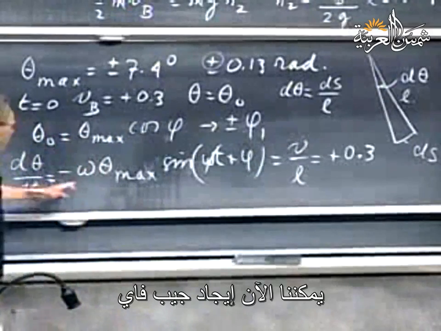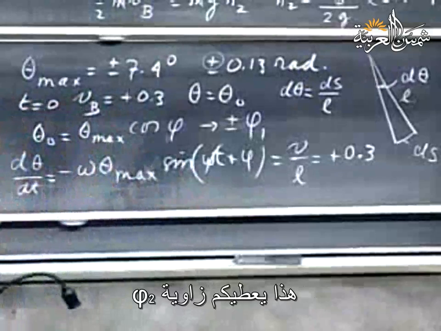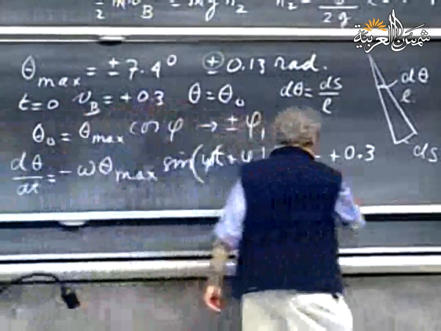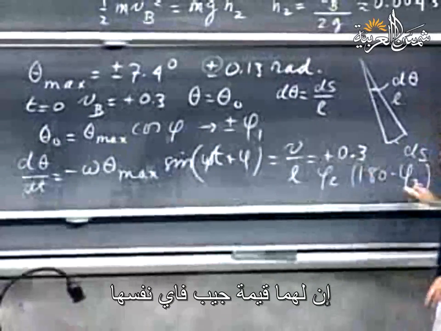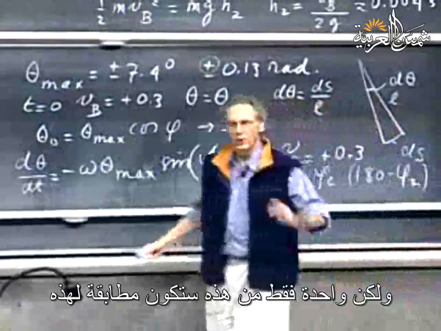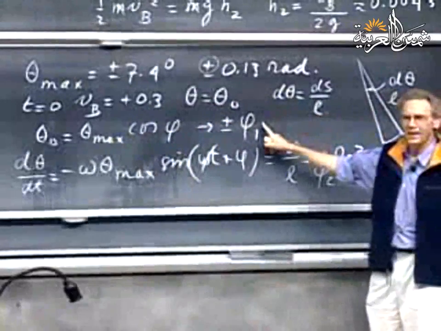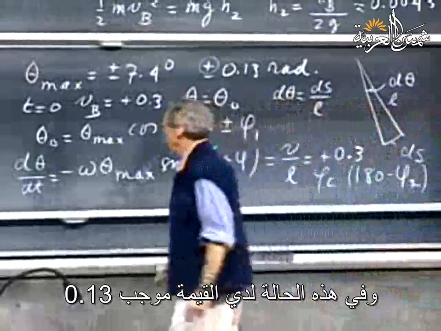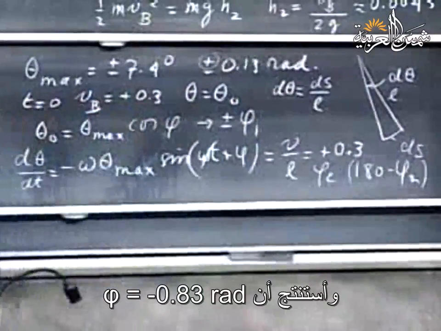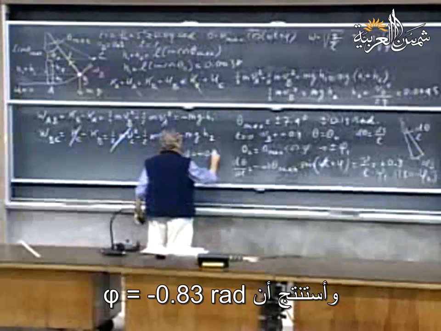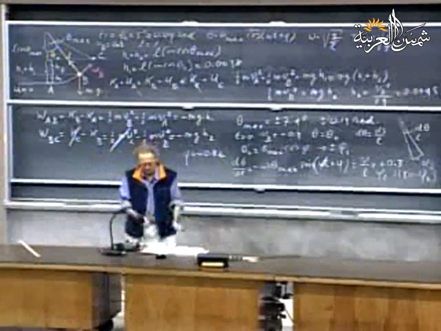We now can solve for sine phi. That gives you again two angles. That gives you an angle phi 2, and that gives you 180 degrees minus phi 2. They have the same value for sine phi. But only one of these will be the same as one of these. And that's the one that you pick. And in my case, for my value of plus 0.13, I find then that phi equals minus 0.82 radians. It is about minus 47 degrees.